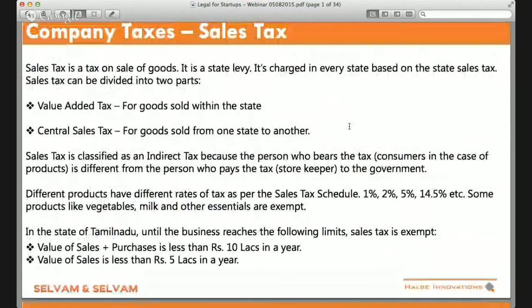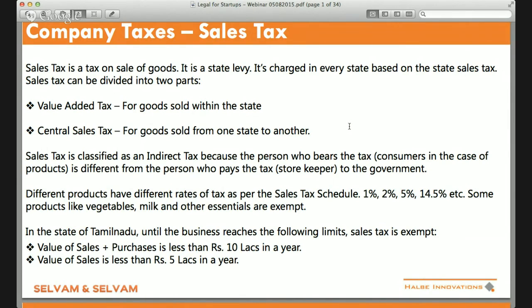Next, we move on to what is called sales tax. Well, sales tax is levied on the goods that we sell. There are 2 types of sales taxes. One is called a value-added tax, and the other is called a central sales tax. VAT, as we call it, is required to be charged on goods sold within a particular state, while CST, or central sales tax as we call it, is required to be charged for goods sold from one state to another.